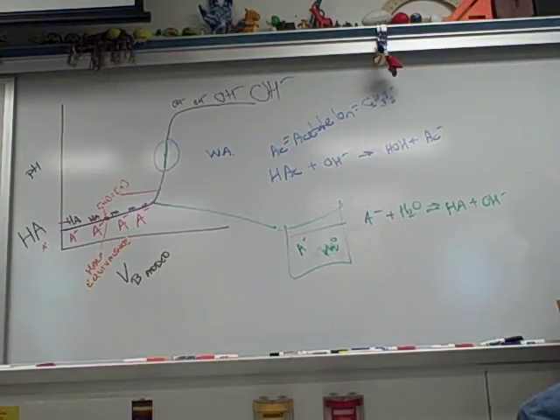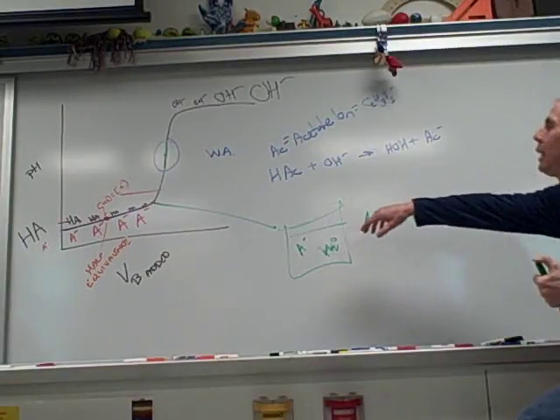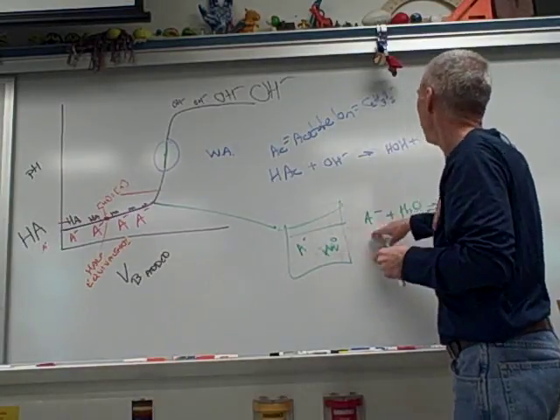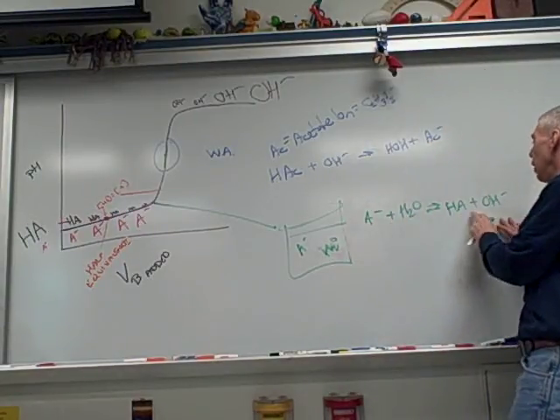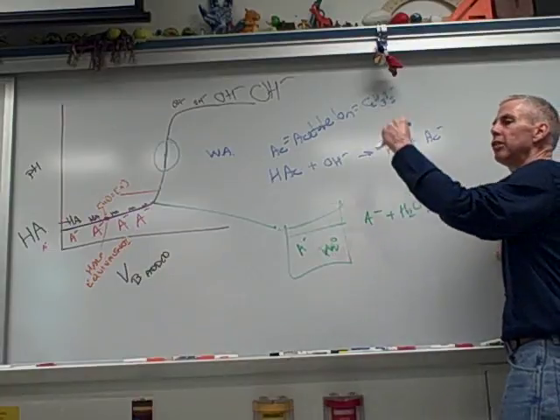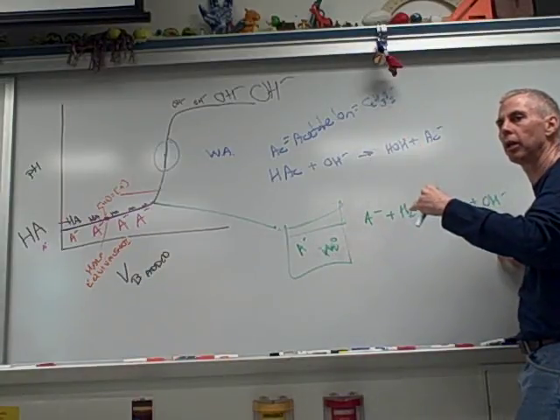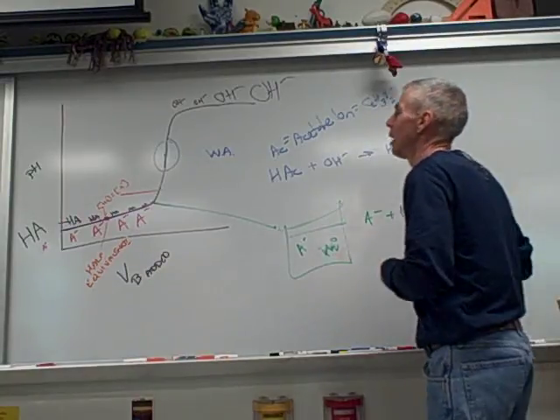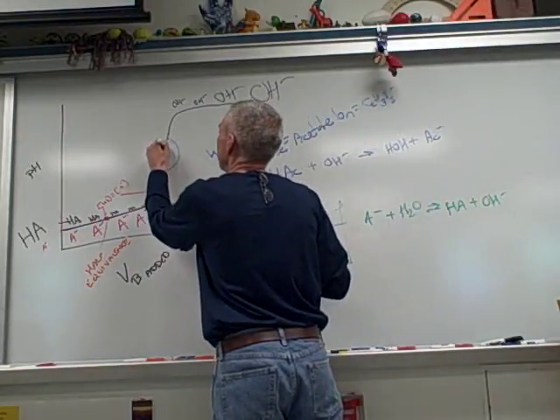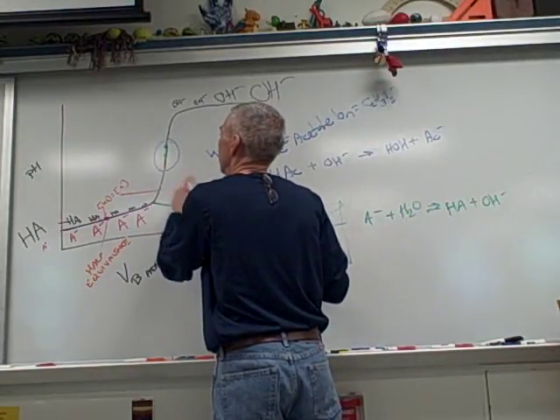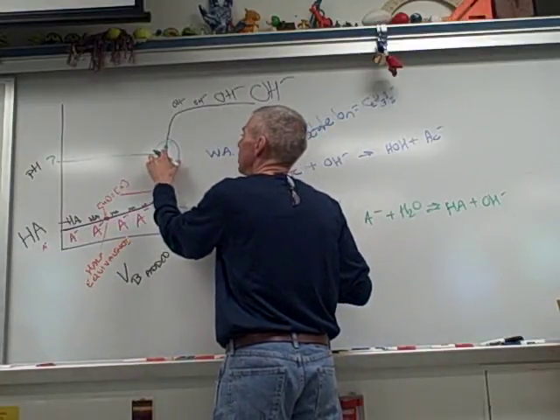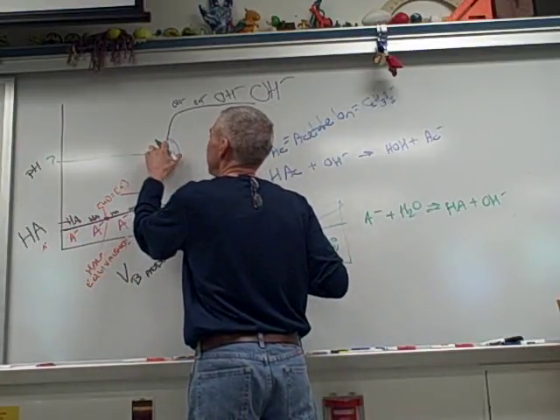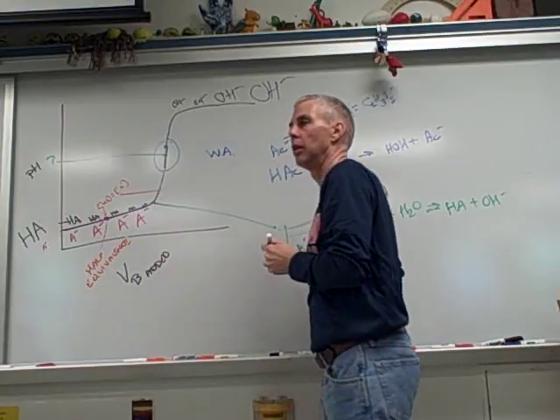So let's think about that logically. If this is a weak acid, when you're done, you've got A minus, but those are going to make a few HA and hydroxides, so where's the pH going to be? Higher or lower than 7? Higher. Slightly higher than 7. So it's going to come in someplace in this range. It's not going to be right at 7. If it's a weak acid, it's going to be slightly higher than 7.